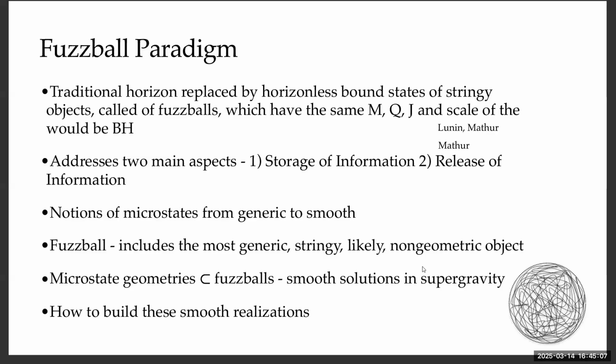And so the fuzzball paradigm says that the traditional horizon is replaced by horizonless states of stringy objects called fuzzballs, and they have the same mass, charge, angular momentum and scale as the would-be black hole. And this addresses two main aspects: the storage of information and the release of information. Because you can think of the structure as how the information is stored, and then how is it released from the microstructure, and how is that different from how a black hole would release it? I won't touch on this. Mainly, I will focus on the storage part, so the structure of the solutions today. But actually, there are many questions you could address as well.